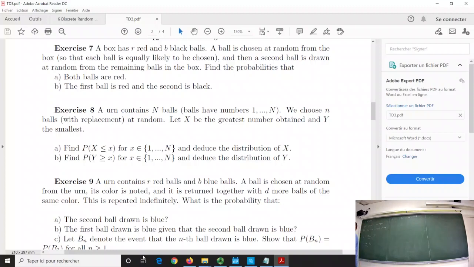And what can you say about the distribution of each of them? At each stage I choose one ball among capital N. Uniform, okay. Uniform on which set? 1 to n. Which n? Because I have two n here, small n and capital N. Yeah, capital N. I agree.